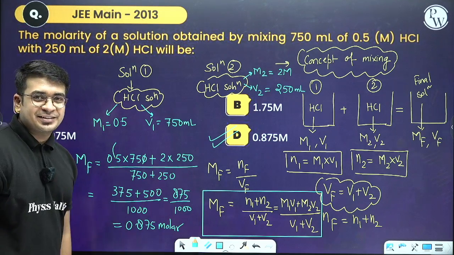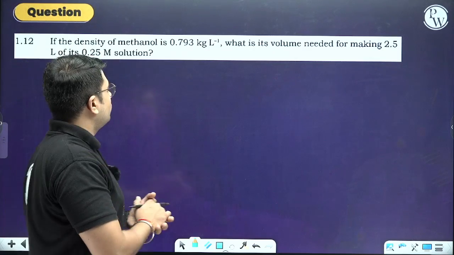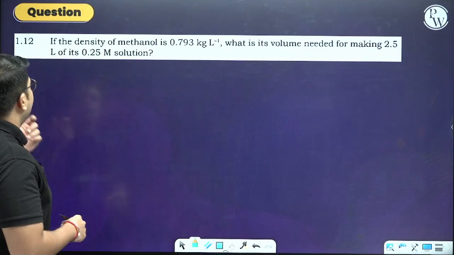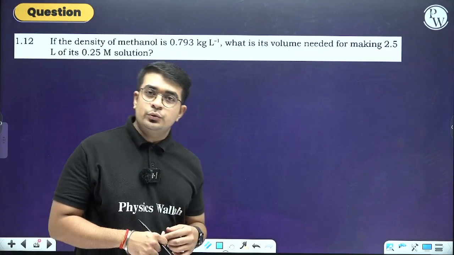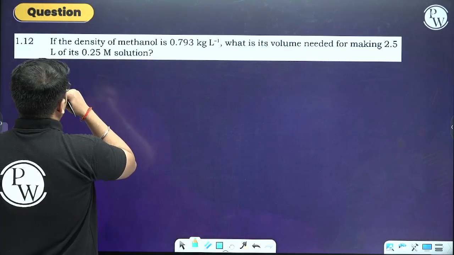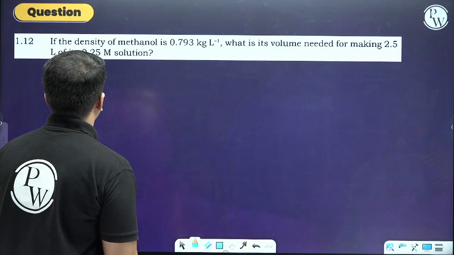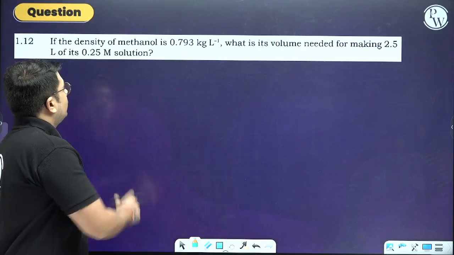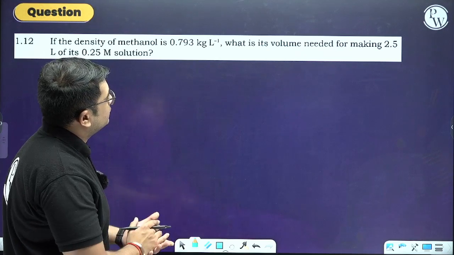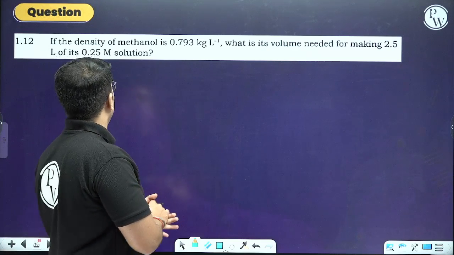Very simple question. Okay, now talking about the next part: if the density of methanol is 0.793 kilogram per liter, what is its volume needed for making 2.5 liter of its 0.25 molar solution? Again the same question, this is from NCERT basically. So we have the density as well as the volume needed for making 2.5 liter of its 0.25 molar solution. In this case the density of methanol is given.